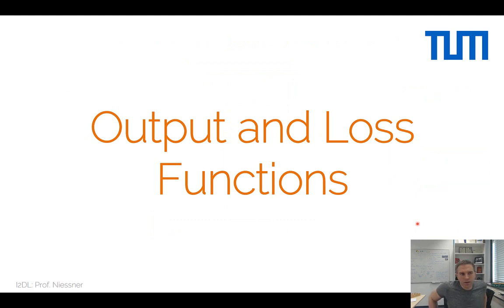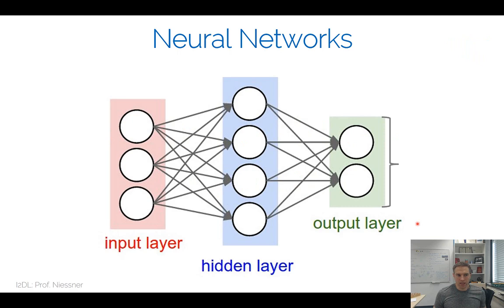Okay, so let's talk about outputs and loss functions of our network, right? As we know, our network has an input layer, it has a bunch of hidden layers, and it has an output layer. Each of these circles here are neurons, and all of these edges that connect the respective neurons are our weights. Eventually, our output layer, based on a given input, is going to make some prediction. And now we have to judge this prediction. Judging this prediction in practice means we're computing a loss function.